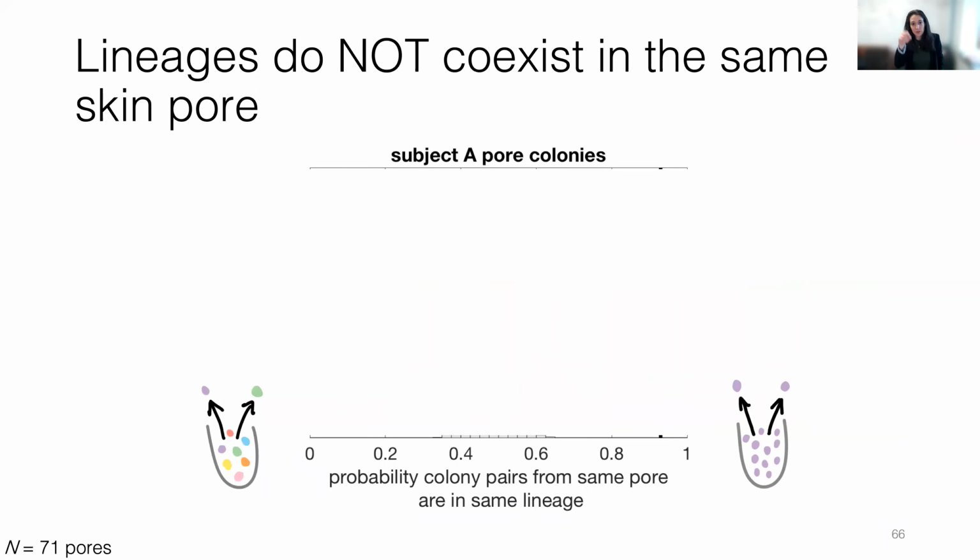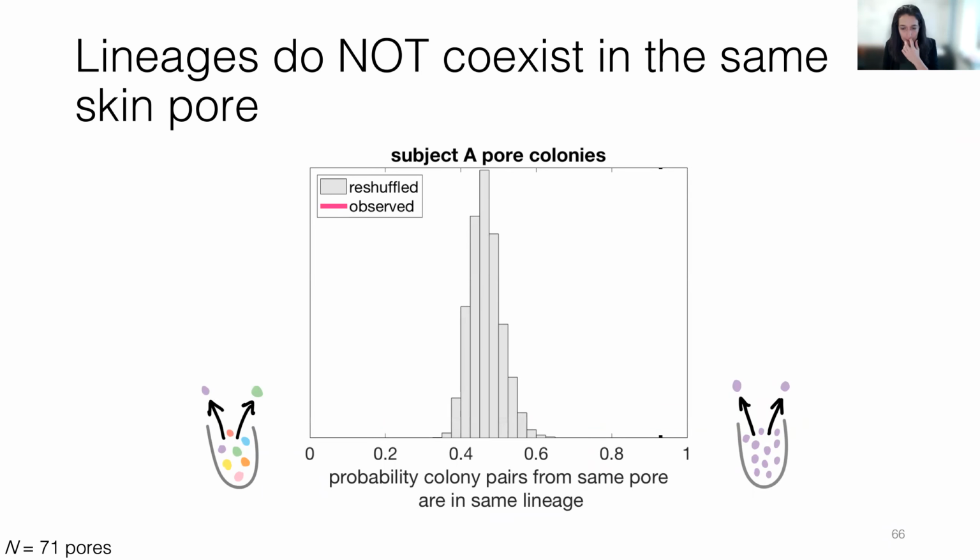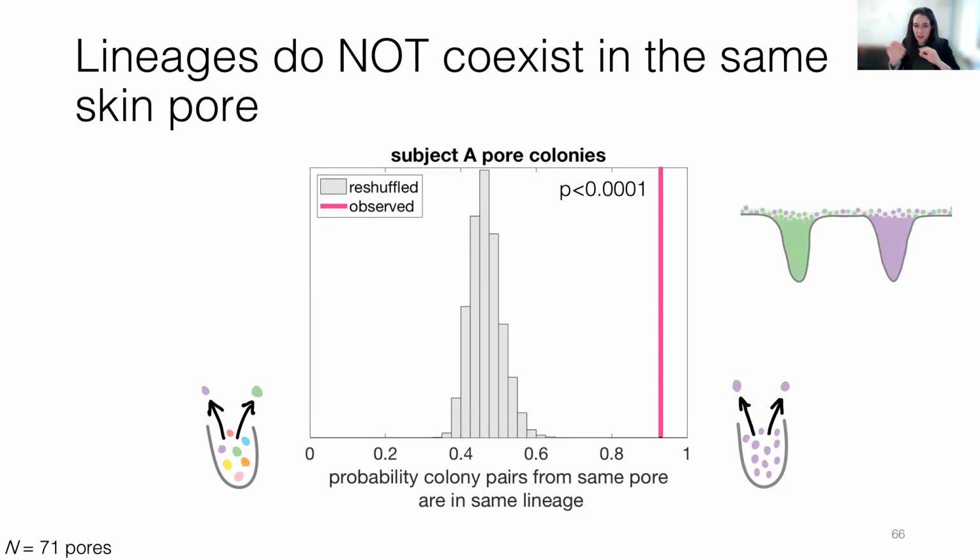But when we zoom in and we look at the level of individual pores, we do see a striking signal, which is we can ask at the level of individual pores, how likely is it for two colonies to be from the same lineage? And given the distribution of lineages on subject A, we'd expect that about half of the pairs of colonies from pores should be from the same lineage. But what we actually observe is that colonies from the same pore are almost always from the same lineage. Really suggesting that each pore is dominated by its own separate lineage.